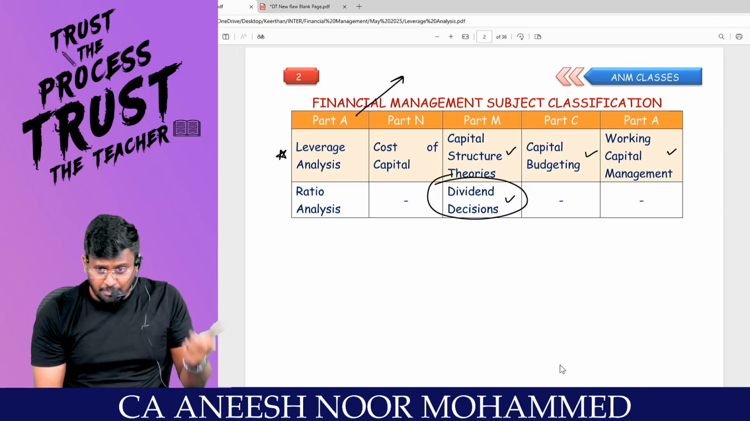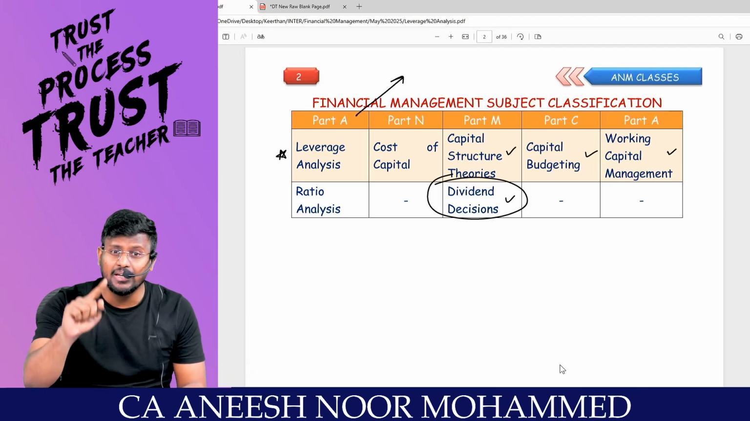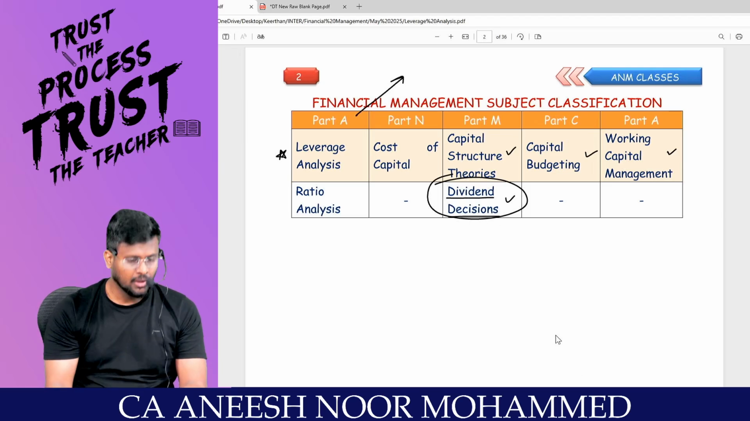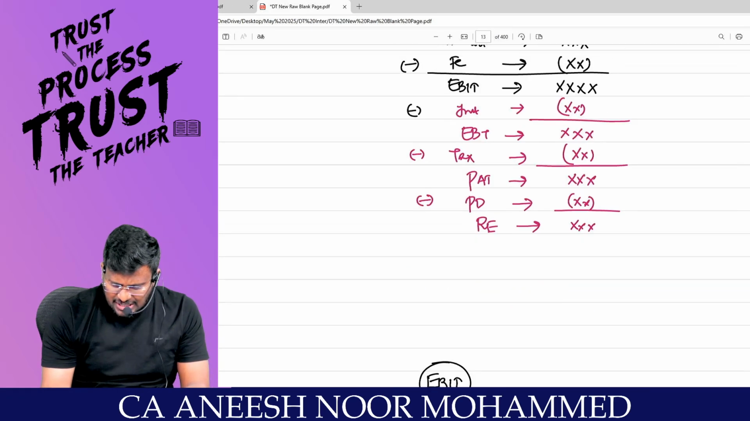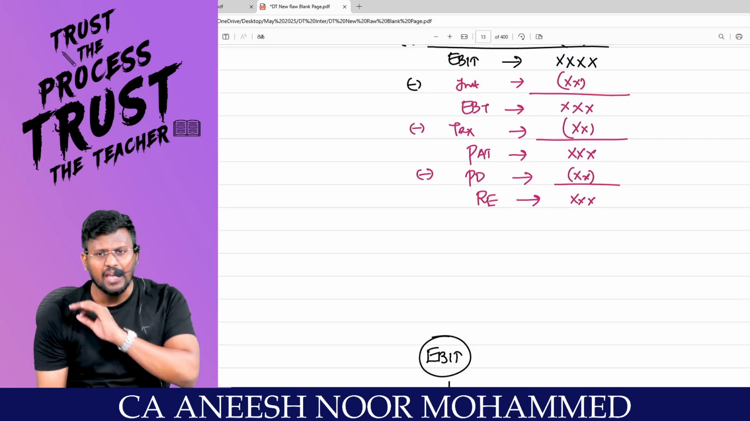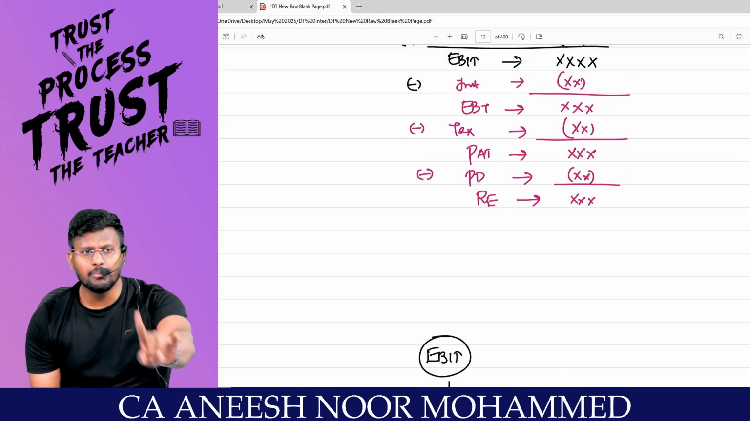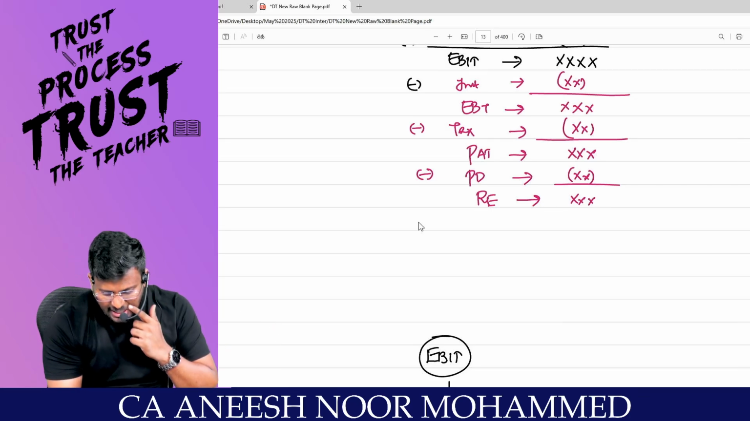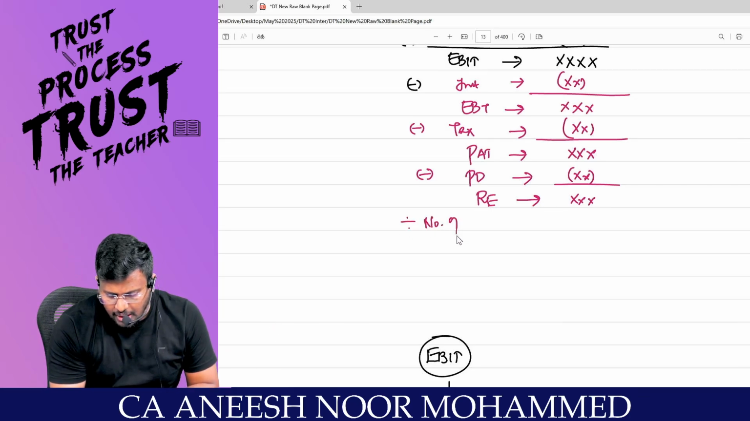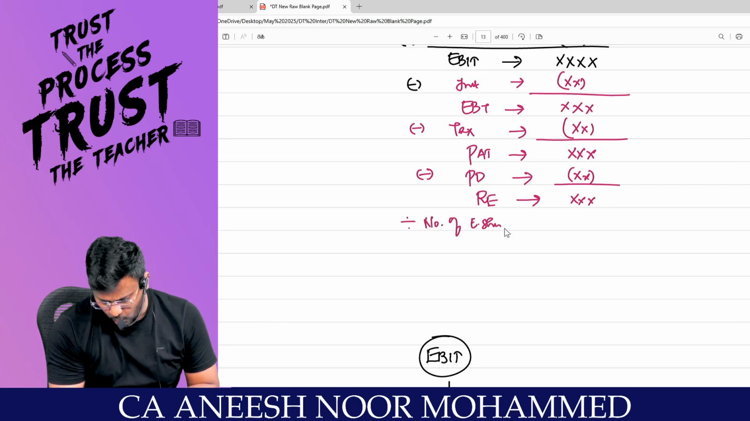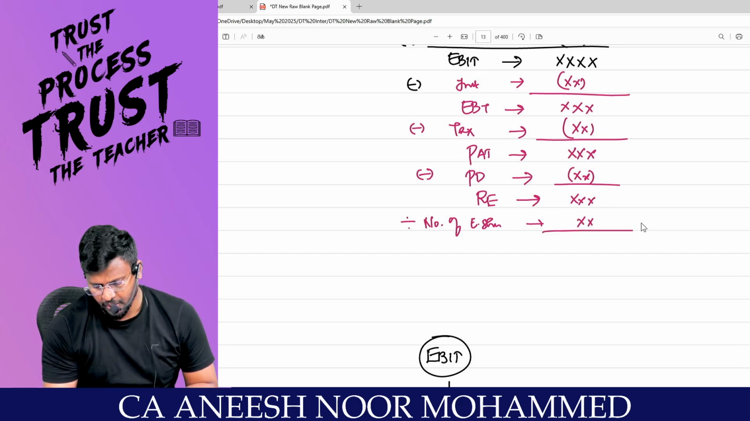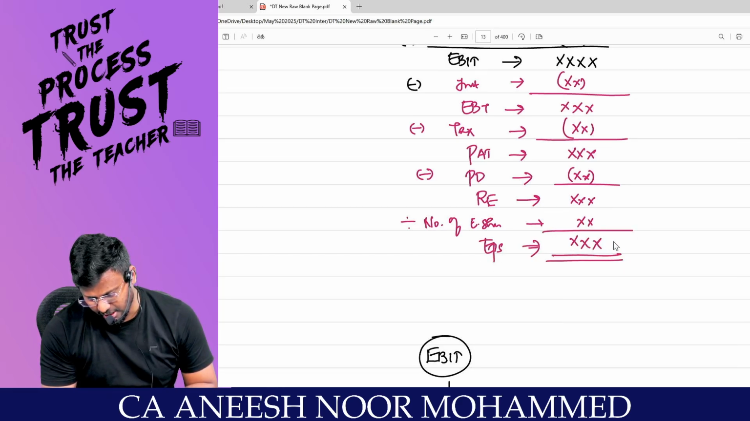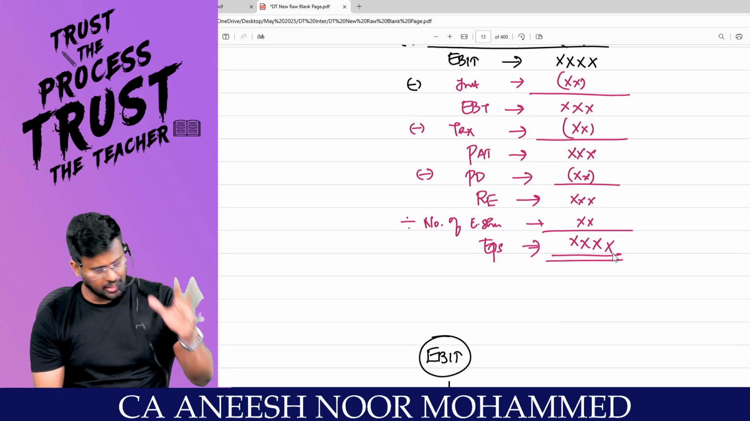So that will be taken care of in the chapter on dividend decision. In the income statement, I will not talk about the dividend because I have a separate chapter called dividend decision. Here I will just find out the number of equity shares and get EPS, called earnings per share.